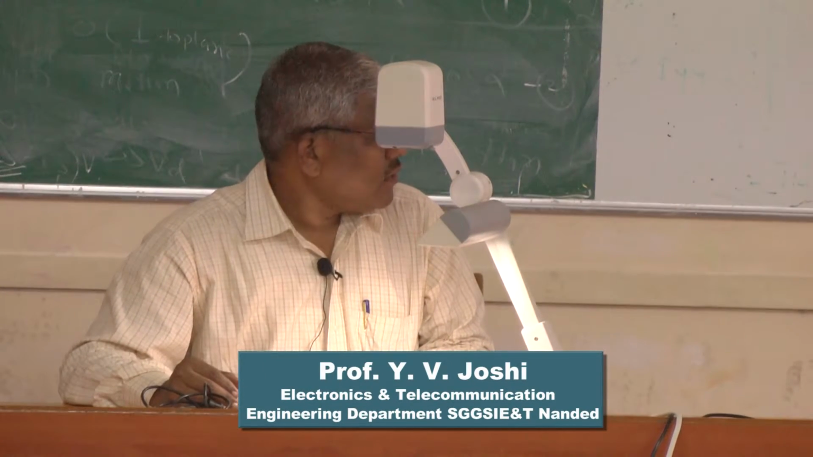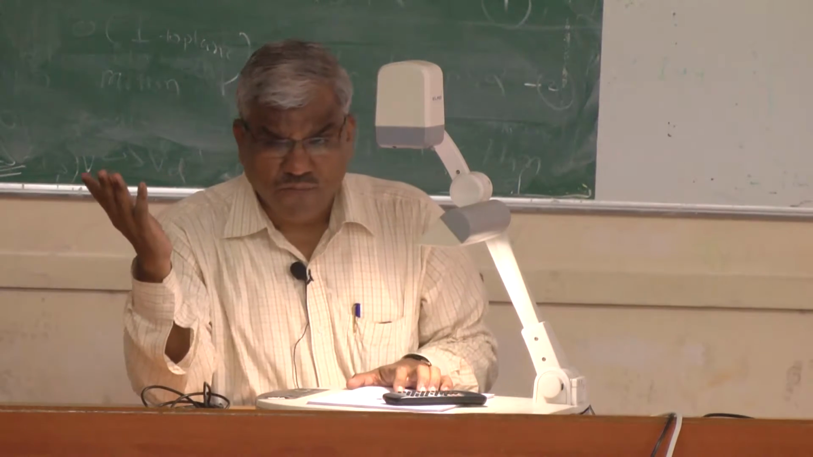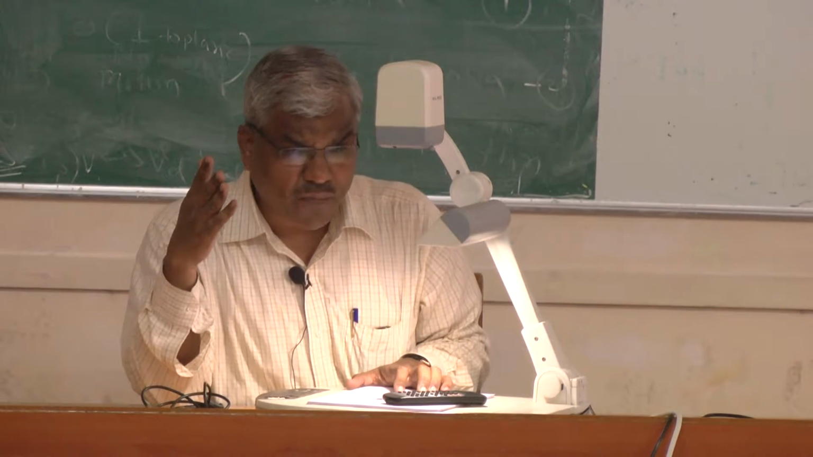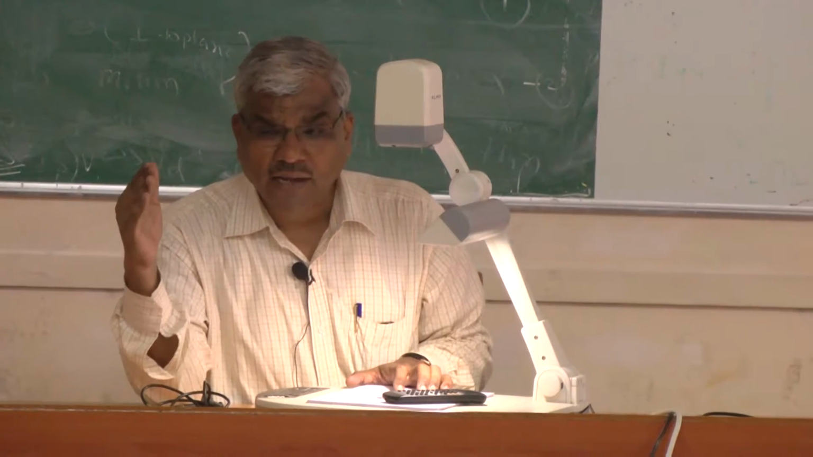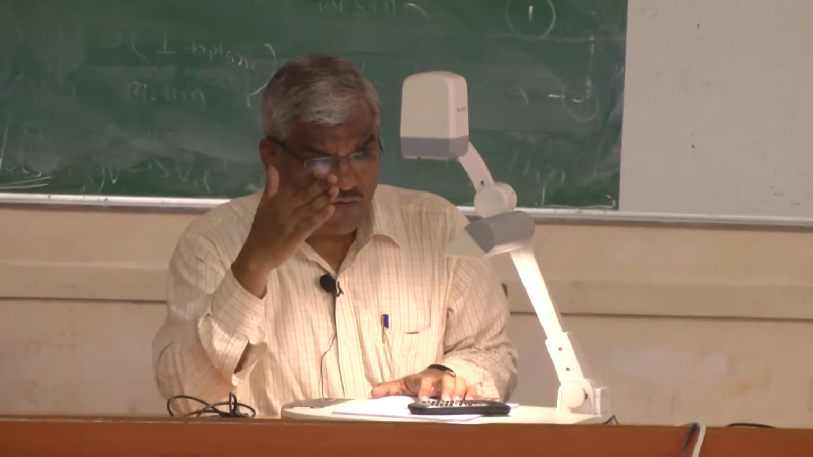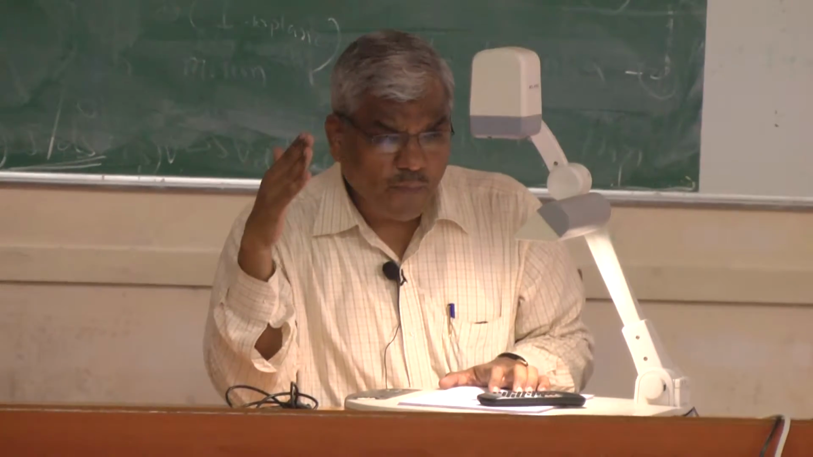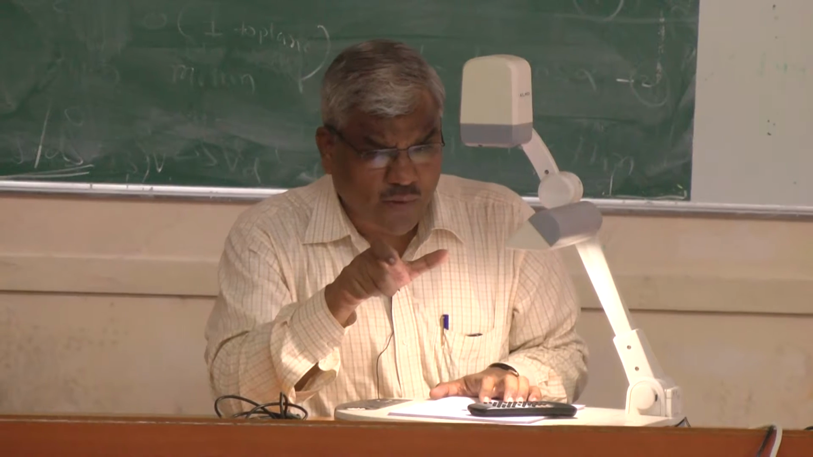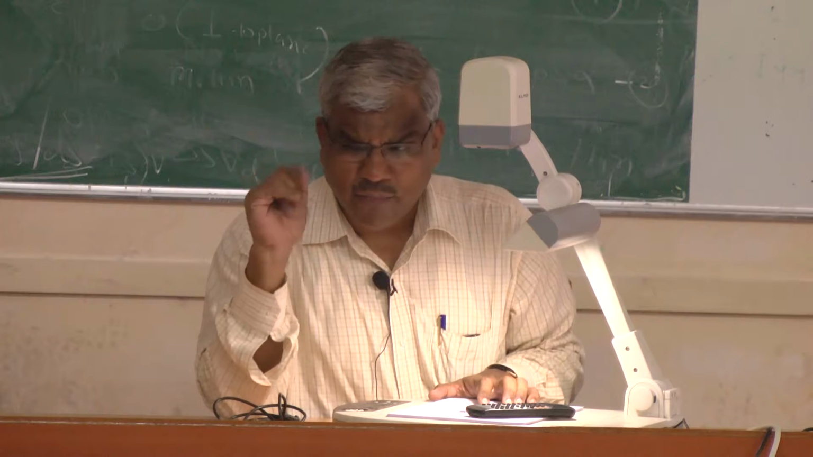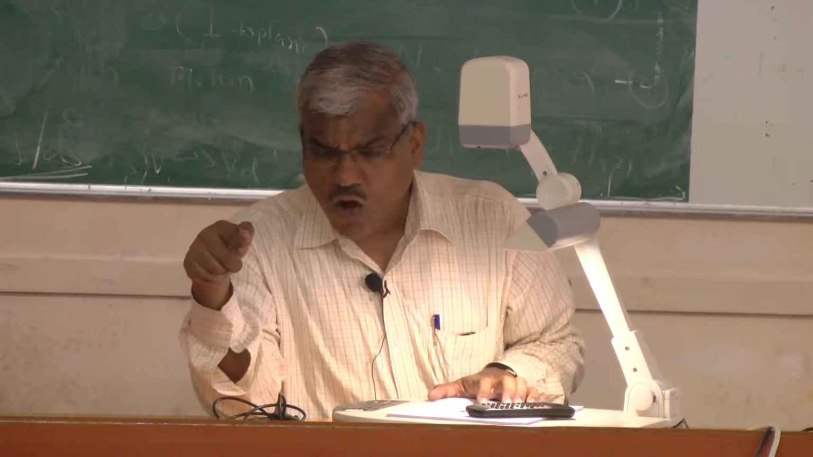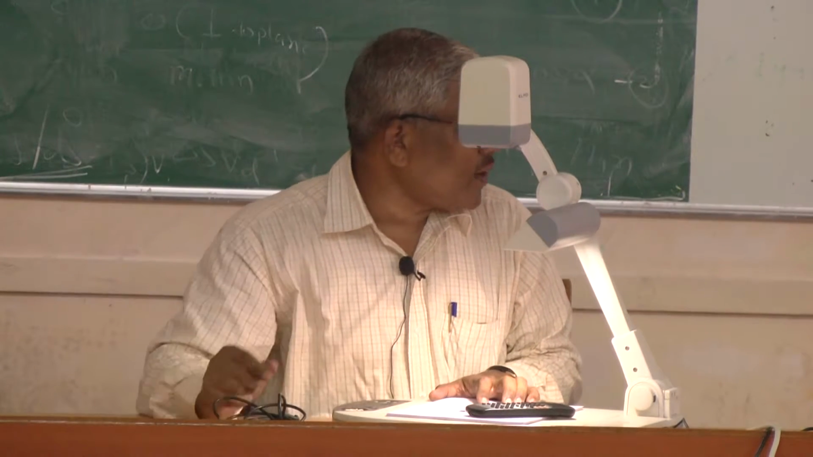u[n] is the unit step sampled sequence. What is the Fourier transform of the unit step function in the continuous domain? It was 1 by j omega plus pi times delta omega. So here that 1 by j omega becomes 1 by 1 minus e to the power minus j omega, and 1 by 1 minus e to the power minus j omega is a periodic function. But if you write only pi delta omega, then it does not remain periodic. So you have to add delta omega at every 2 pi. So it is pi times summation of delta omega plus 2 pi k.